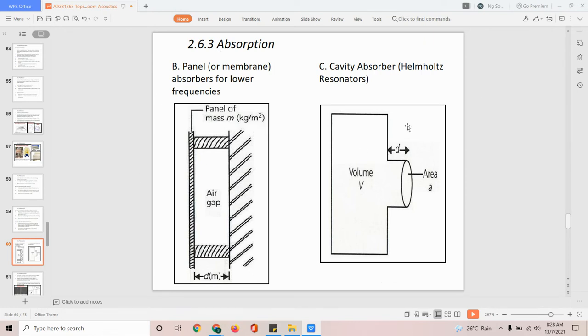A cavity absorber will absorb all the sound into this cavity. The idea is that when the sound enters the cavity, it should lose its energy inside, meaning it bounces around and loses all its energy. So they all work in different ways, and implementing each will cost a different budget.